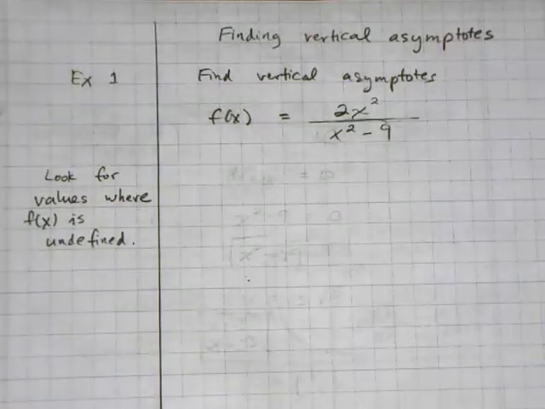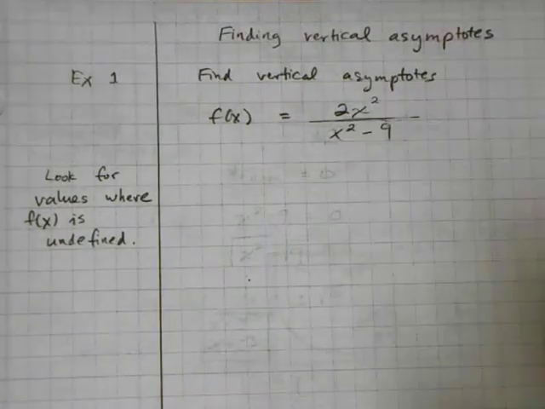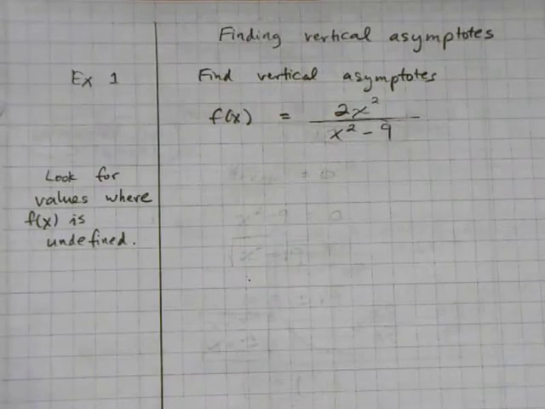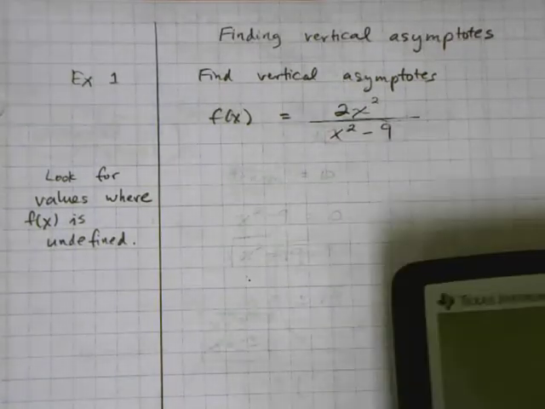Okay, so we talked about vertical asymptotes. We defined them, and now it's time to see how we can find these vertical asymptotes algebraically. The general idea here is to look for values where f of x is undefined. In fact, looking for values where we would have a division by 0.